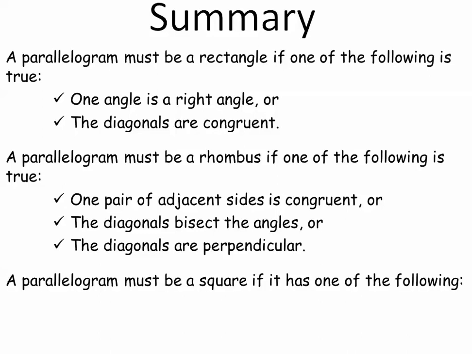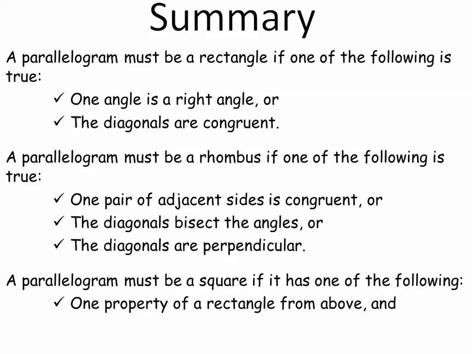A parallelogram must be a square if it has one of the following: one property of a rectangle from above, and one property of a rhombus from above. Ta-da, you're going to have a square.